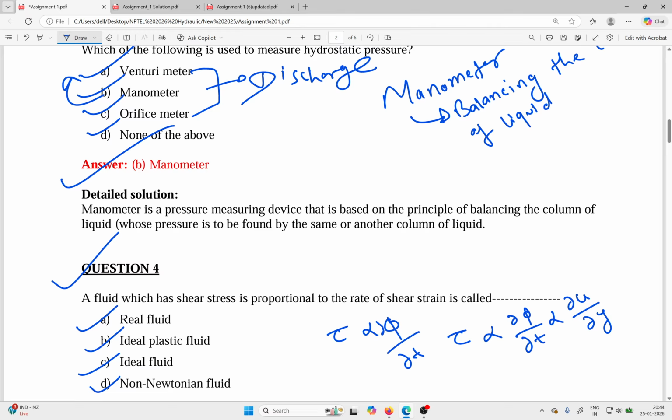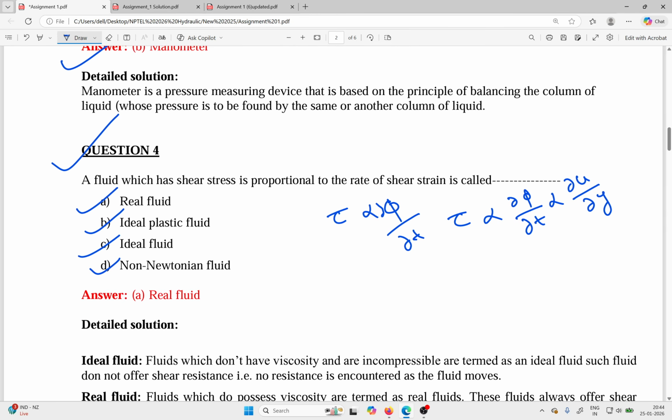Which option will be correct? For such a type of relation, which fluid follows it? Ideal, ideal plastic, real, non-Newtonian. So it is real fluid. Remember, please. Option A is correct for this. Question number 4, so what are the details? Here you have two definitions, ideal fluid and real fluid. Very important.